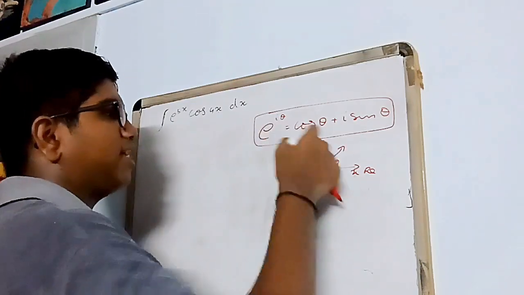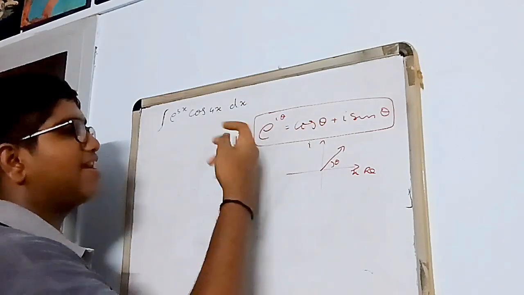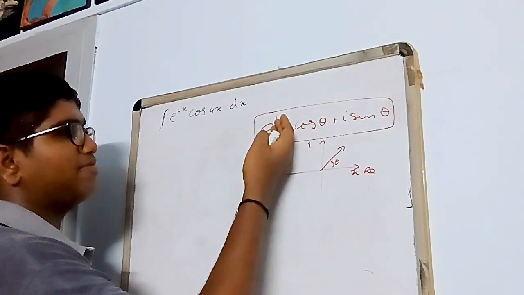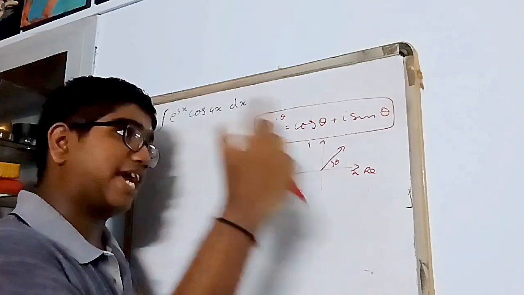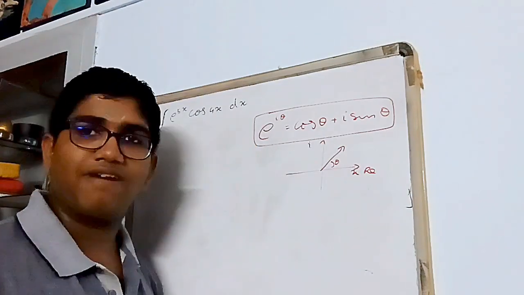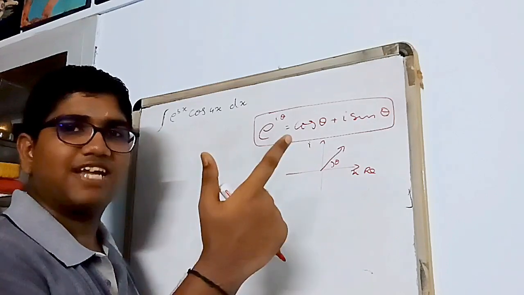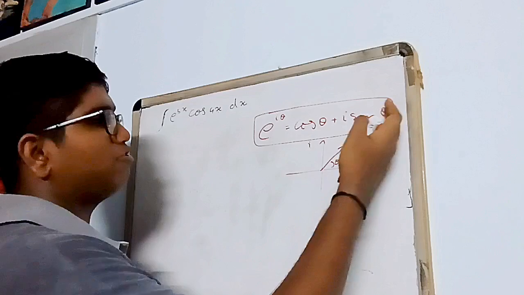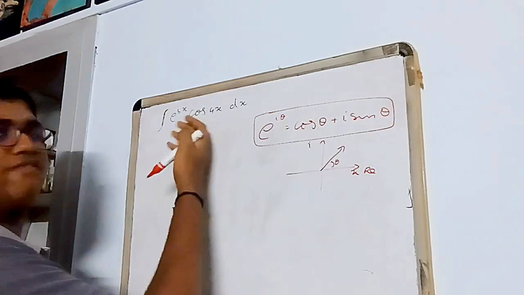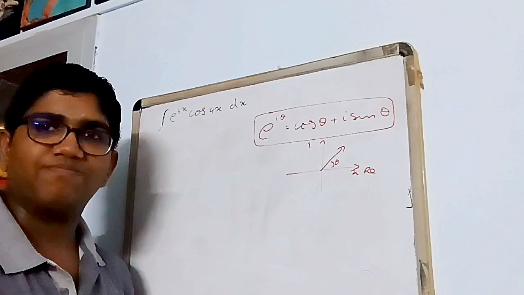Now e raised to i theta equal to cos theta plus i sin theta. It's such a magnificent equation. It connects transcendental numbers, imaginary numbers, and cos theta and sin theta, which when given values will give real values. So it connects complex numbers, transcendental numbers, and real numbers. Now we will be using this equation to solve this integral. That is what I would like to discuss today.